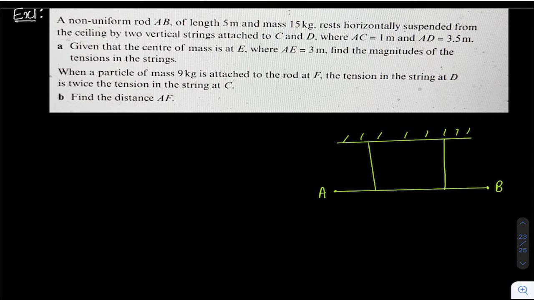So we have a rod AB. Let's take this point as A, this is B. Now this is suspended from the ceiling by two vertical strings at points C and D. So this is C, let's take this point as D. Now it's given that AC is 1 meter, so this is 1 meter. AD is 3.5, so obviously CD will be 2.5.